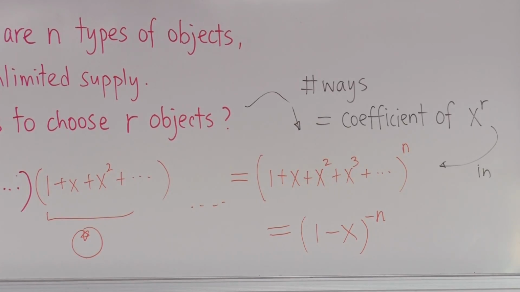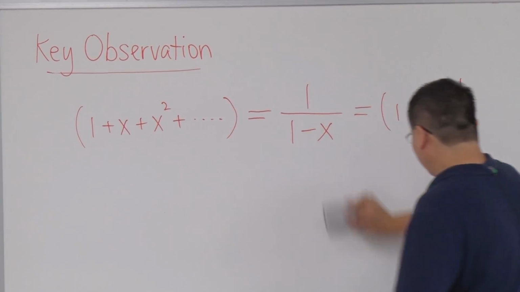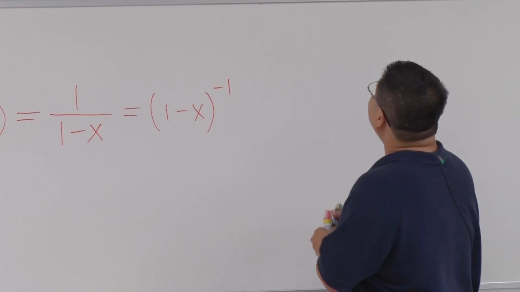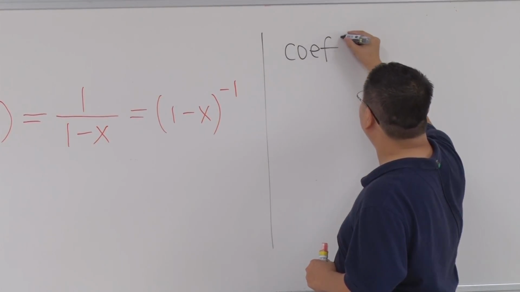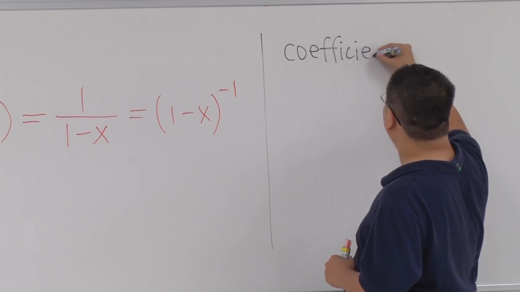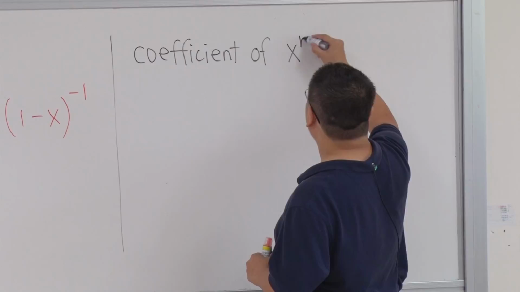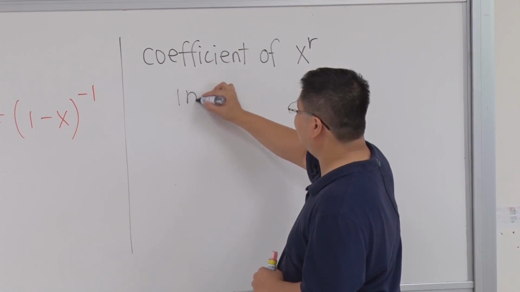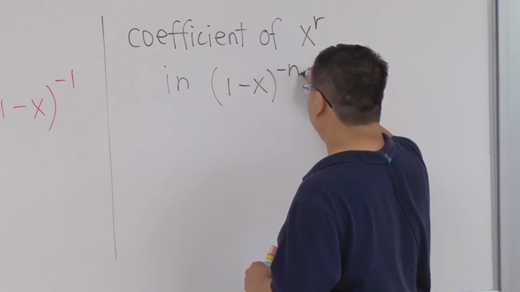Okay? So how many ways are there? So let me wipe this off again, so we can have some space for our problem. So our problem now is we want to find out the coefficient of x to the power r in 1 minus x to the power minus n. Is that okay?